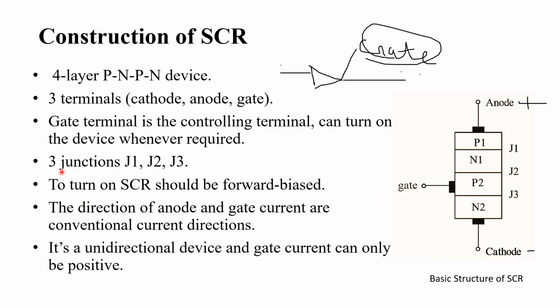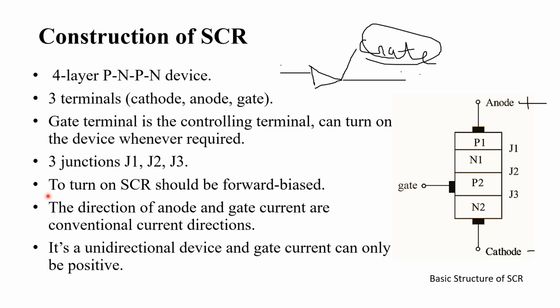The fourth point says that it has three junctions, J1, J2 and J3. Here you can see J1, J2 and J3. The first junction, J1, is between the first P layer and the first N layer, whereas junction J2 is between the first N layer and the second P layer, and junction J3 is between the second P layer and the second N layer.